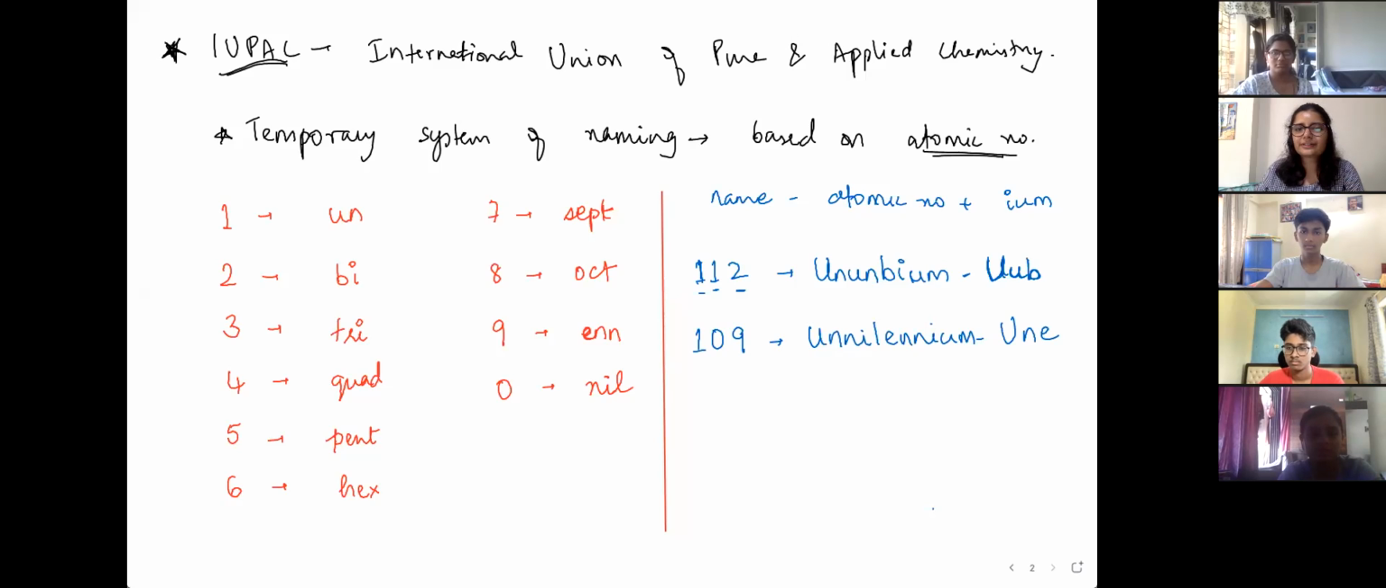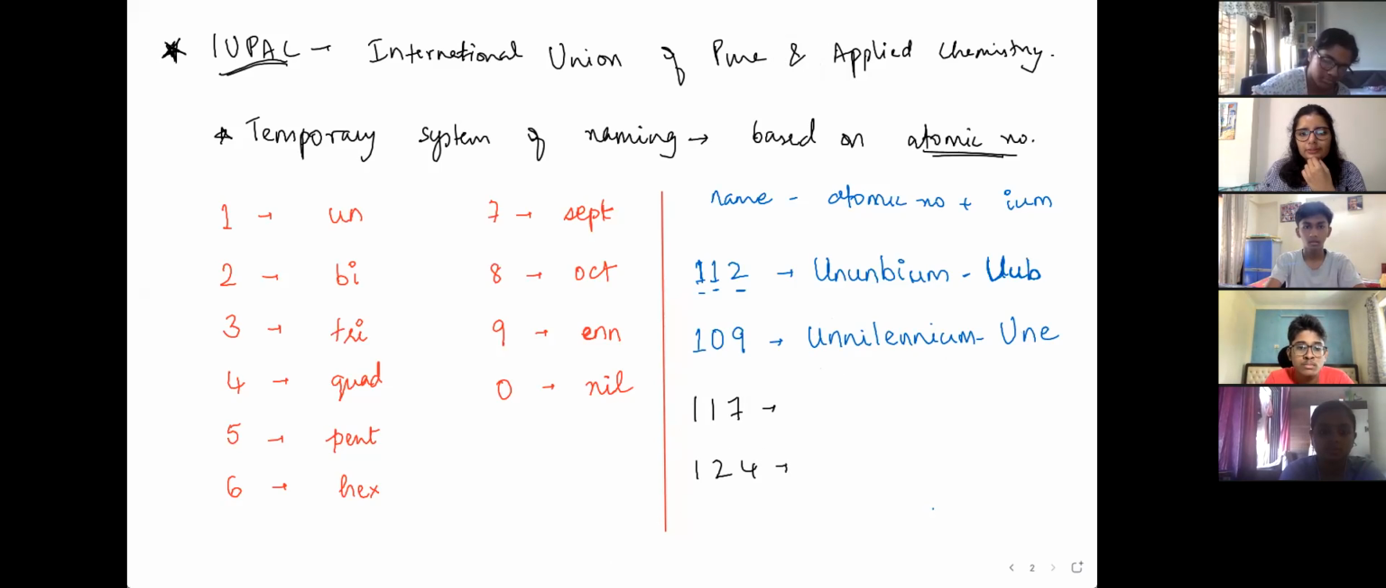Yeah. That's fun. But yeah, so this is nomenclature. Do you guys want to do 3-4 of them for practice? Just for the heck of it. Okay. Again, the same thing. Figure out the name and give me the symbol also. So 117, 124, and 108. Just do it for these three.